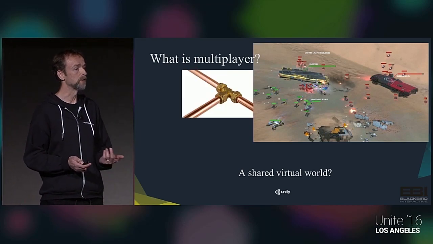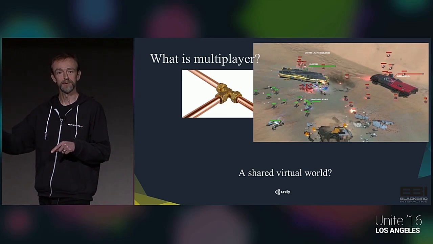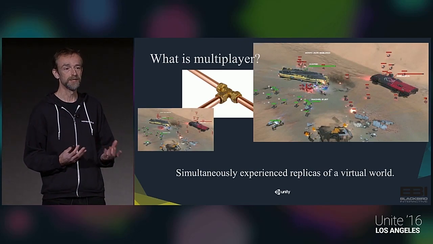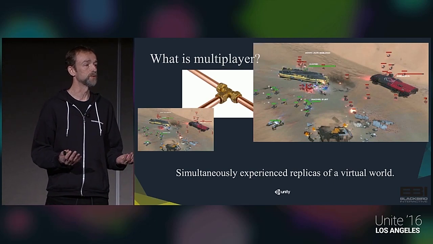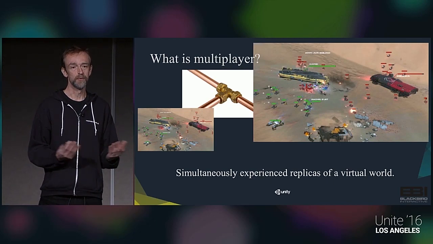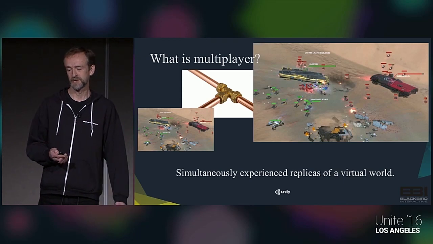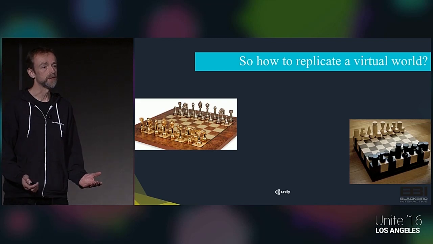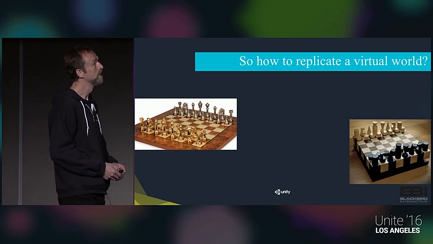But of course, we're actually playing over the internet. We're distributing our commands through a series of tubes. And what we really have is simultaneously experienced replicas of a virtual world. We're not actually in the same world. We're in copies of the world that need to stay synchronized. So how do we replicate a virtual world? How do we stay synchronized over those tubes?